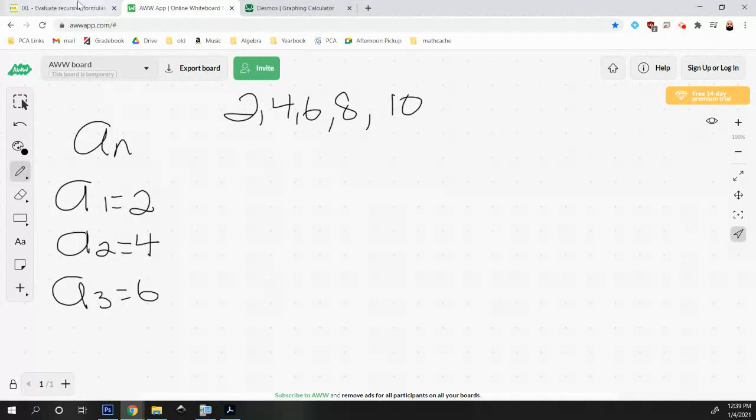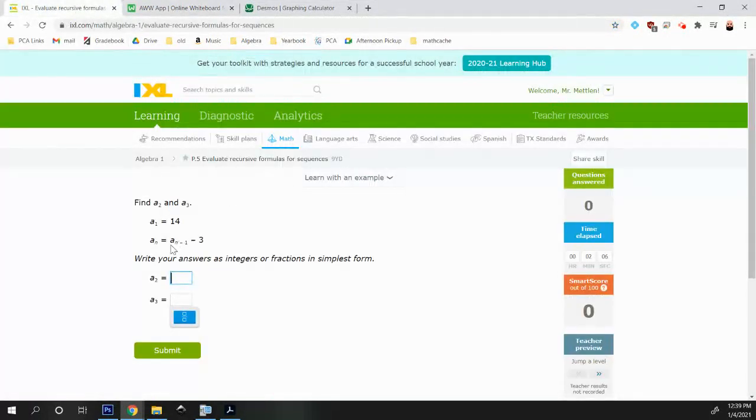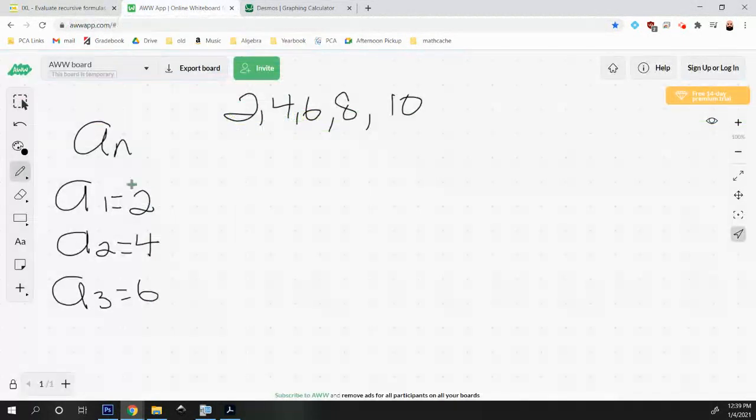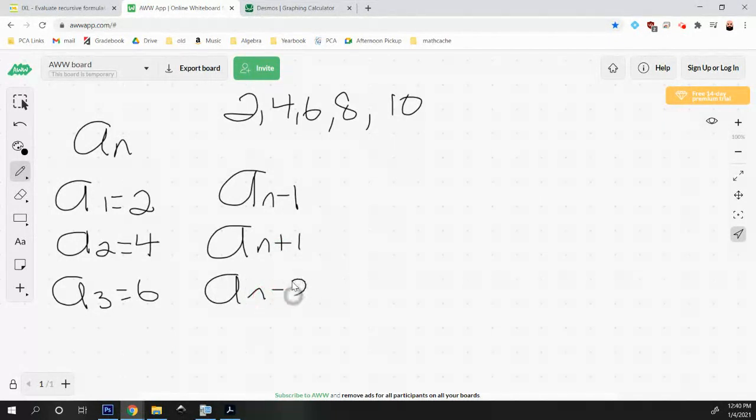You'll also notice in some of these formulas, there are these little n minus 1s. Well, this tells me any number. So a_(n-1) means 1 before that one. And we can actually throw other quantifiers on here. So I can do a_(n+1). That's the one after it. Or I could have a_(n-2). That's 2 before it.